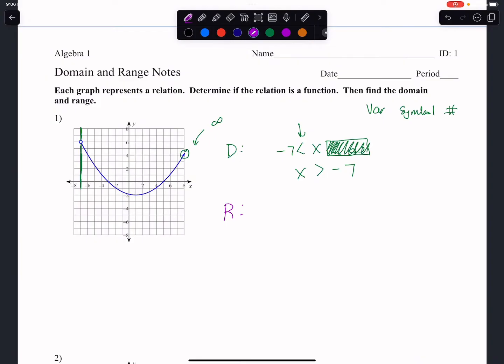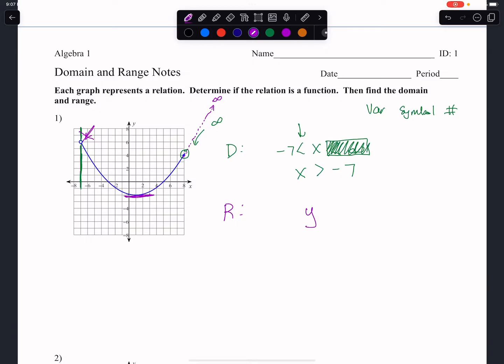Range is the lowest point. This is the lowest right there. And my highest point, well, this seems to be the highest, but it's not, because this arrow, now what does this arrow mean? It means it's going to keep going and going all the way up to positive infinity. So my range, we're going to start at Y.